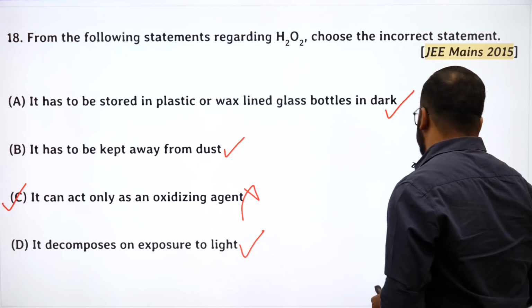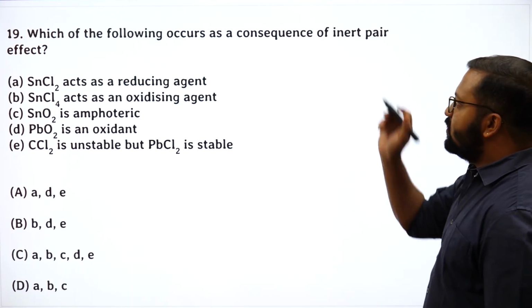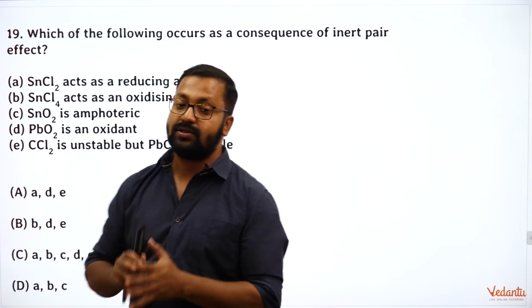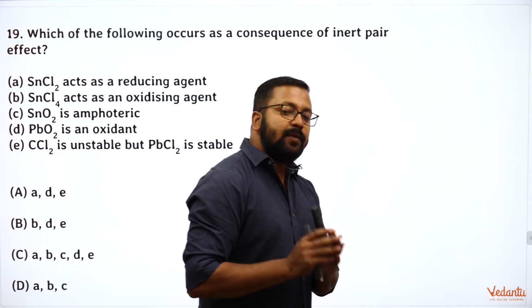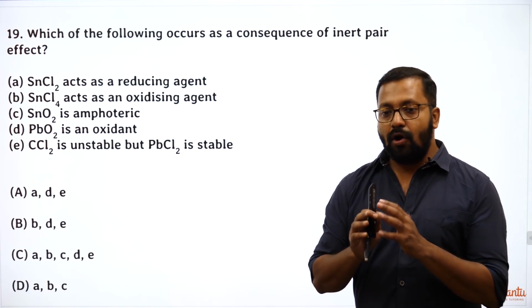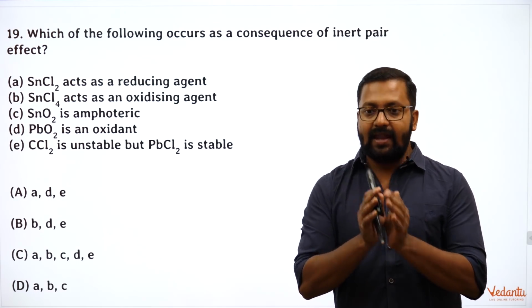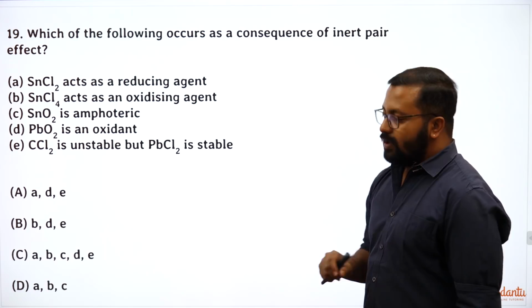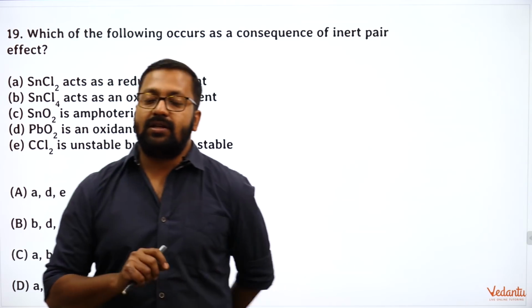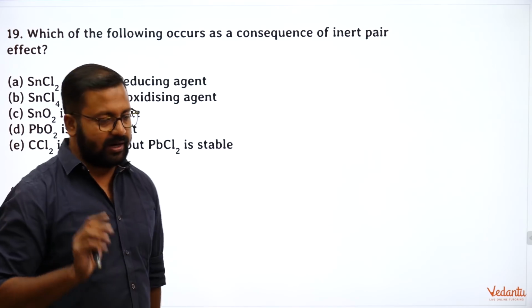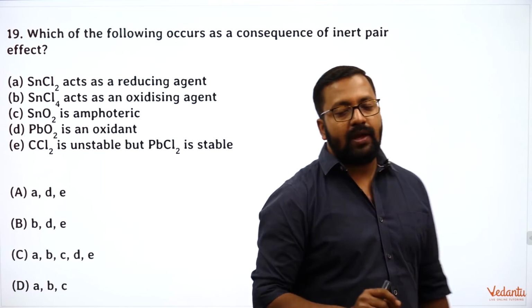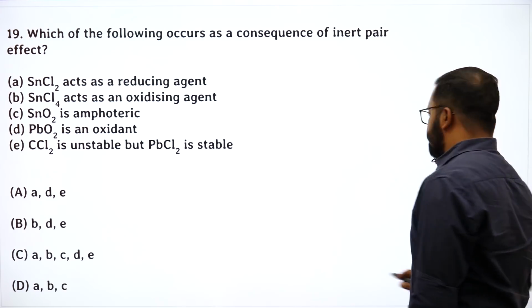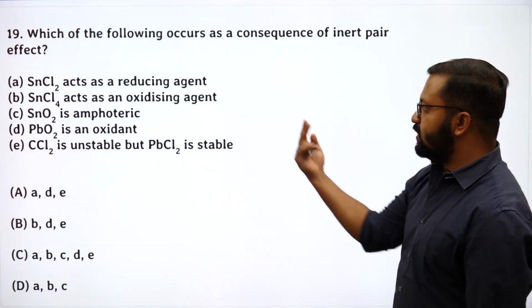Let's move on to the next question. Which of the following occurs as a consequence of inert pair effect? I explained this to you yesterday that inert pair effect involves a reluctance of the ns orbital electrons to undergo unpairing. Because of that, a lower oxidation state is more favored as compared to the higher oxidation state. As we go down the group, the tendency to show lower oxidation state increases. Now, which of the statements are correct?